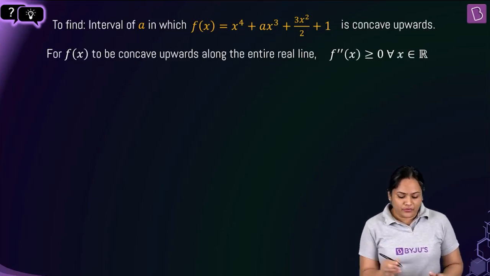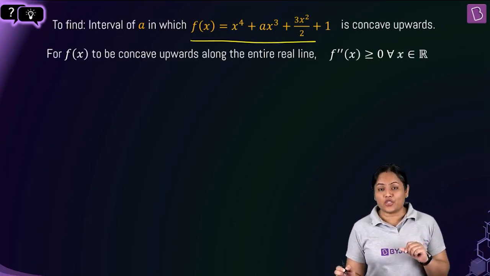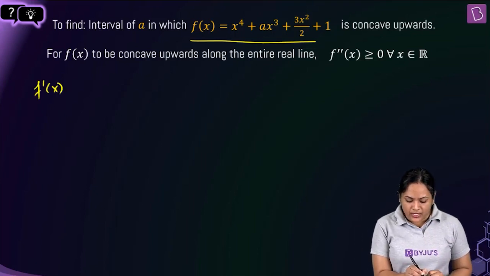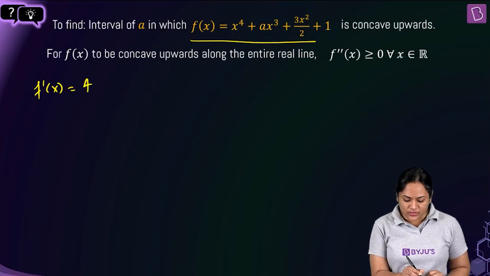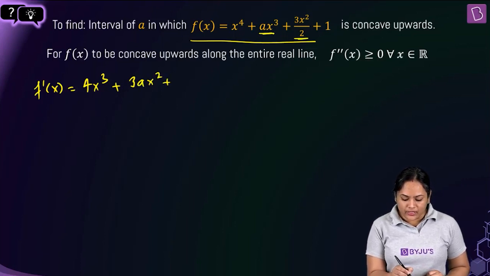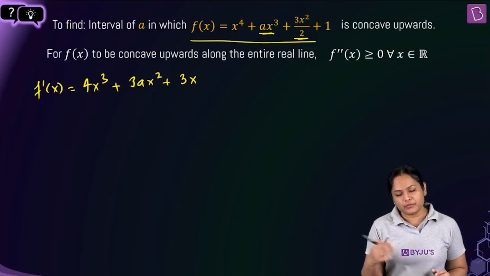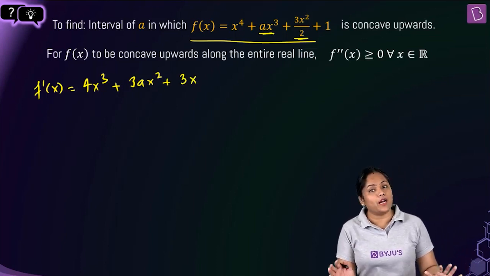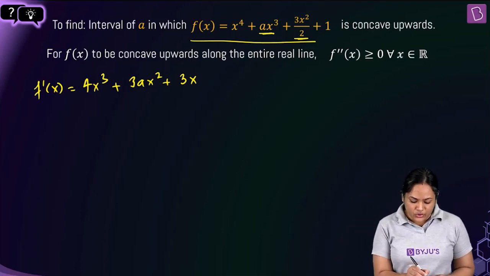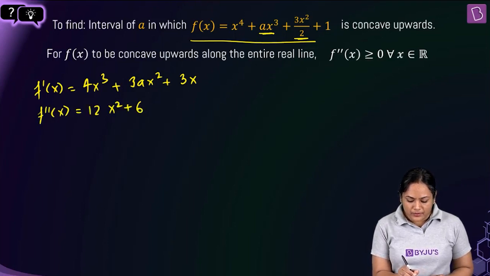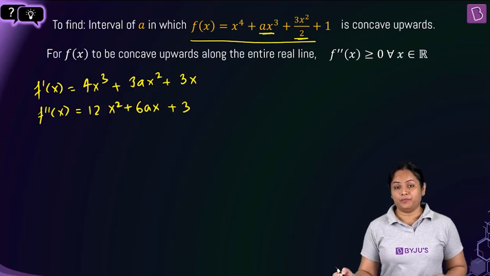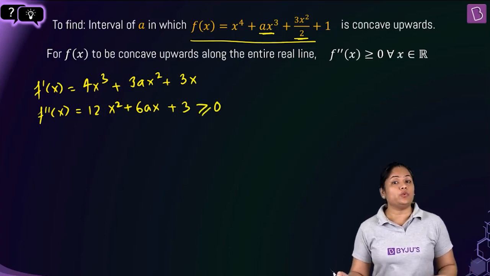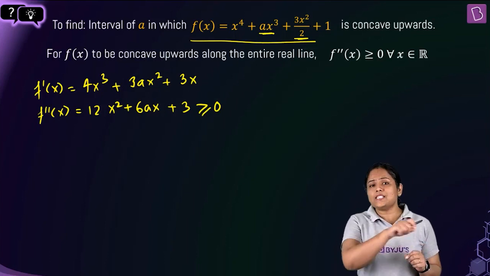So first, I'll differentiate to find f'(x). When I differentiate x^4, it's 4x^3, plus ax^3 has derivative 3ax^2, plus 3x^2/2 has derivative 3x, and plus 1 is a constant, so its derivative becomes 0. Now again, when I differentiate, I get f''(x) = 12x^2 + 6ax + 3. And it has to be always greater than or equal to 0. Now, this is my f''(x).